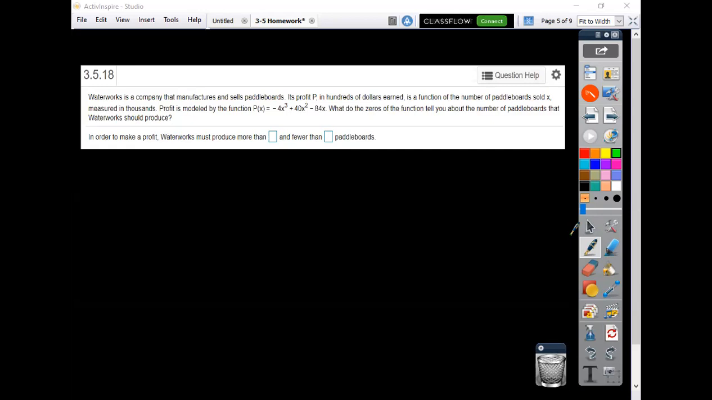What do the zeros tell you in this? So my profit, the zeros, that's like my Y. If the profit is 0, the answer is X. When they ask for zeros, that's like the Y, right? That would be like saying this P of X is 0. So it would be saying when your profit is 0. Sometimes they call it a break-even point, when I don't lose money, but I don't make money either.